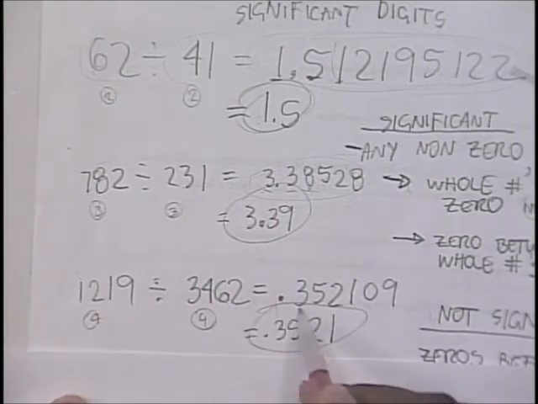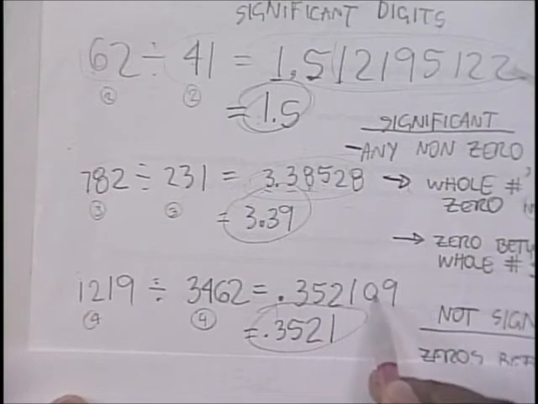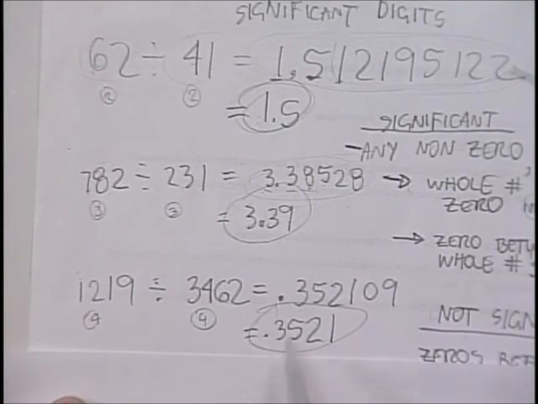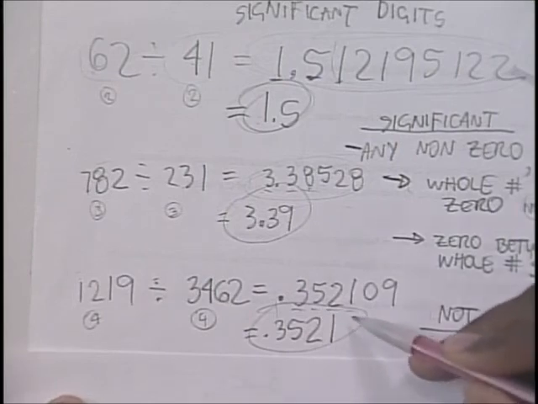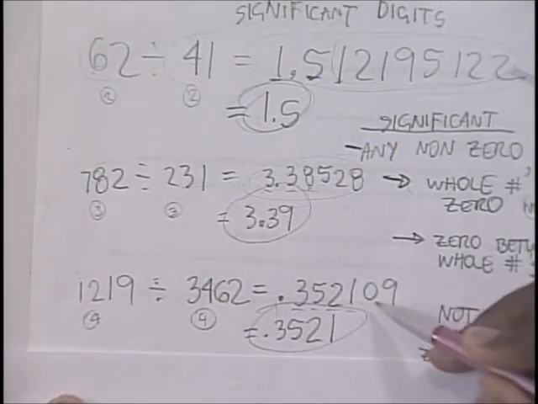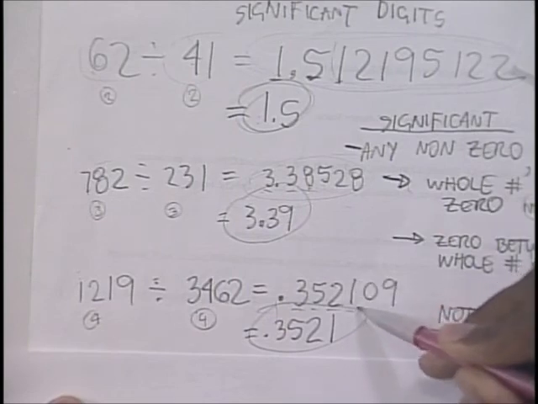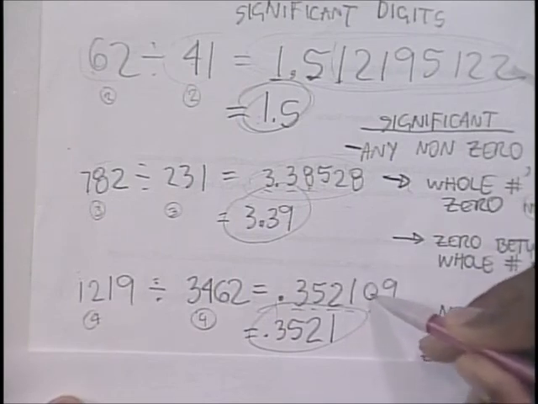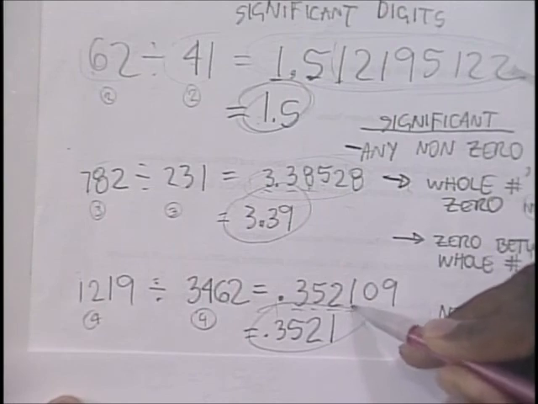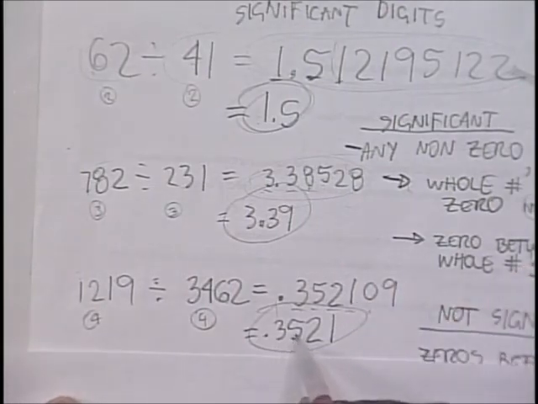I put this in a calculator. I got 0.352109. Don't write down this big long quotient. Round your answer to 4 significant digits. You've got 1, 2, 3, and 4. Now to know what to do with this one, you're going to look at the 5th digit there. If it's 5 or more, you're going to round this one up. Because this is not a 5 or more, you're going to leave that the same. So you end up with 0.3521, final answer.